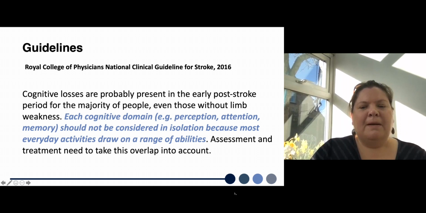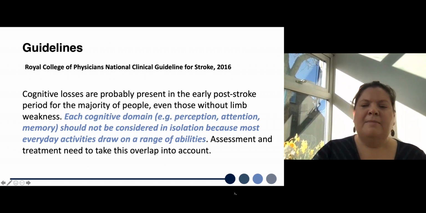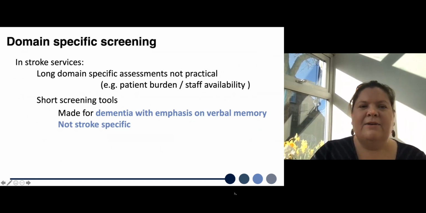This was followed up by a more recent guideline in 2016 from the Royal College of Physicians, their national clinical guidelines for stroke, where it again was clear that different cognitive domains may be affected, but importantly, we should look at these cognitive domains not in isolation, but look at them together because most everyday activities draw on a range of abilities.